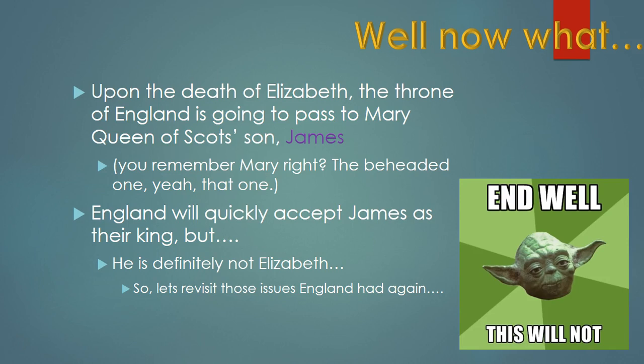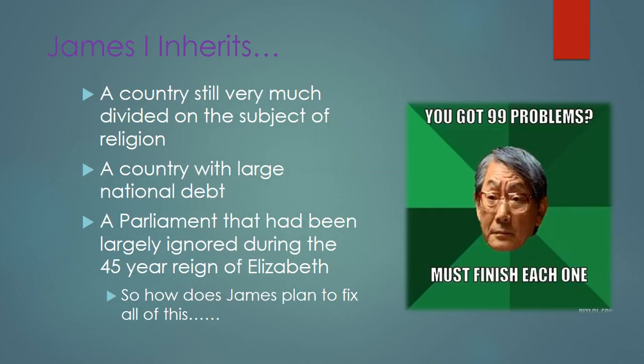But, end of the day, James is not Elizabeth. The English people will accept him as king pretty early on, looking for the hopes of stability and not really having any turmoil. But those problems that Elizabeth had, James is going to have to address himself. He still has a country that's going to be divided in religion. How do you balance those four different faiths that exist in the English territories? He also has a lot of national debt. He has a parliament that is getting increasingly frustrated with the notion that the monarchy has been ignoring them for over 40 years. So James has to kind of figure out how he wants to deal with all of this.